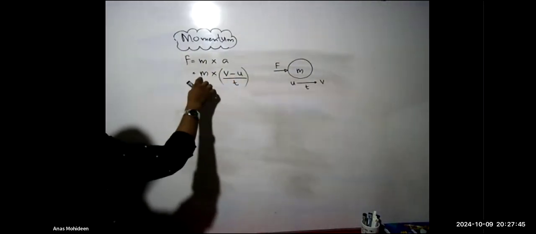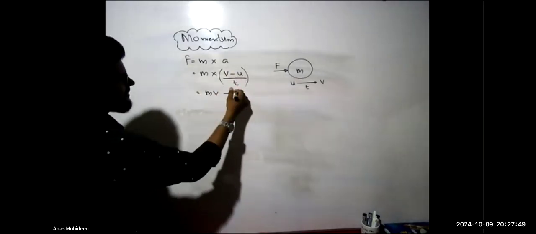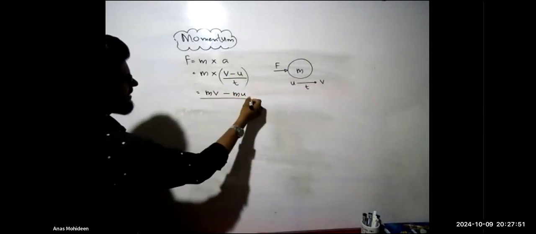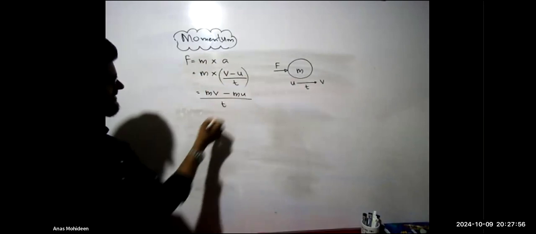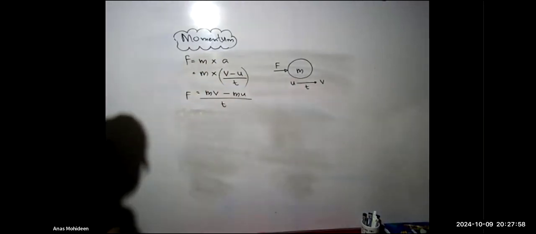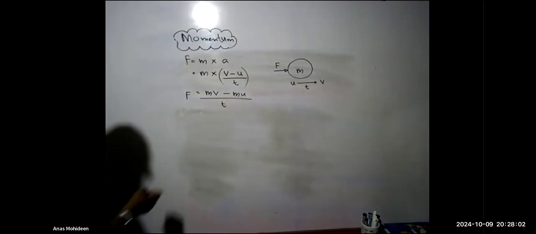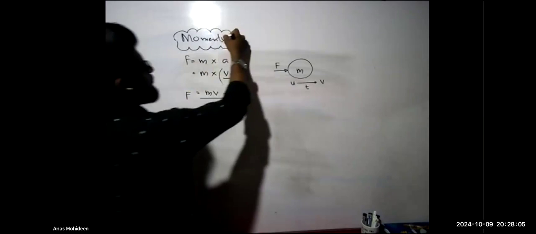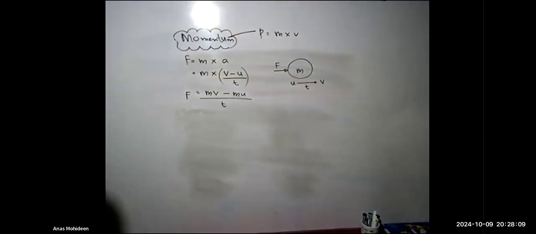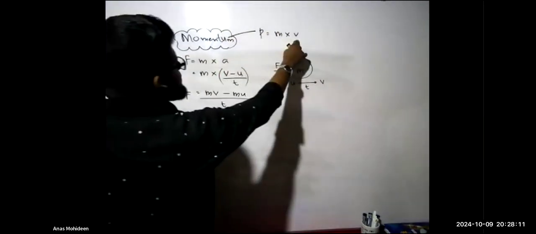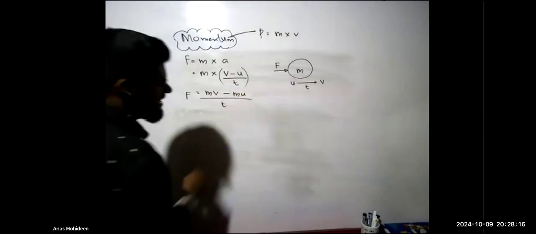Now when I multiply, m into v comes mv minus m into u. Dividing by t, the m is not needed there, it's only t. So you see force is equal to mv minus mu over t. Now, already we learned momentum P is equal to m into v, mass into velocity. And here you can see two velocities are taken, final velocity and initial velocity.